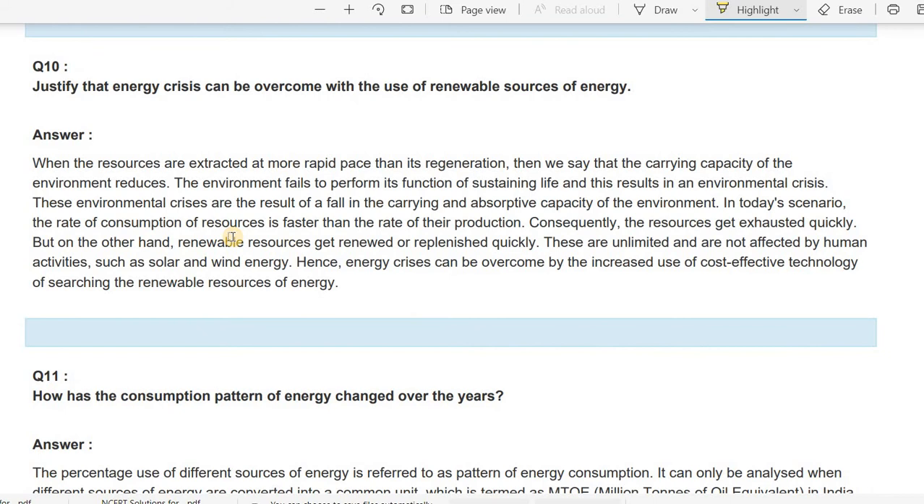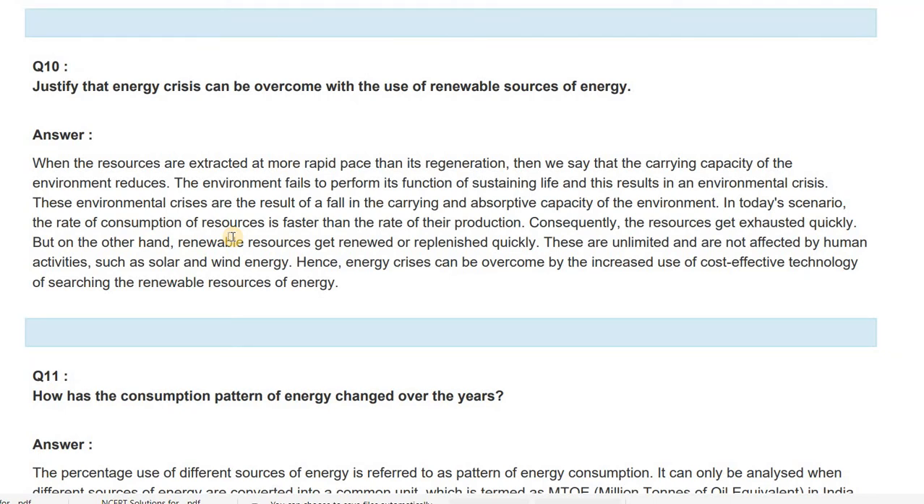When the resources are extracted at a more rapid pace than their regeneration, then we say that the carrying capacity of the environment reduces. Means resources are extracted at a more rapid pace than their regeneration. We know petrol, diesel, things like that we are using more. The environment fails to perform the function of sustaining life, and this results in environmental crisis. Okay, then consequently resources get exhausted quickly. When we are consuming more and more, automatically it will exhaust quickly.